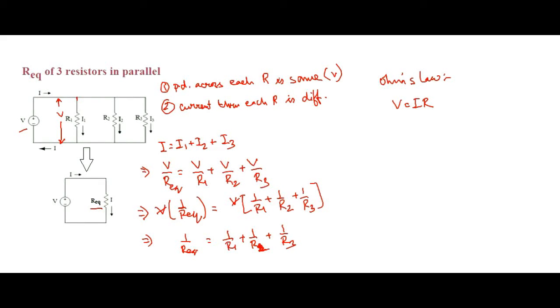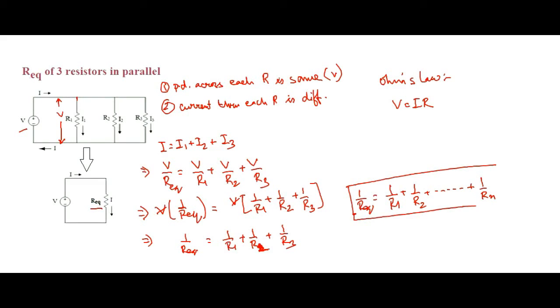Now if you have more than three resistors connected in parallel, say n resistors, in that case your equivalent resistance would be 1 by R1 plus 1 by R2, continuing like that, and plus 1 by Rn, and that gives you the equivalent resistance for n resistors when they are connected in parallel. As you can see, when the resistors are connected in parallel, the equivalent resistance is reduced.